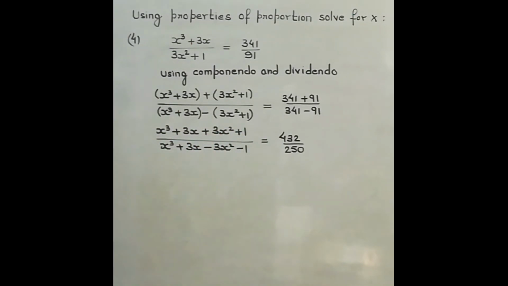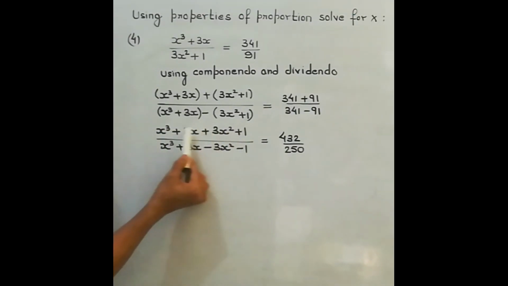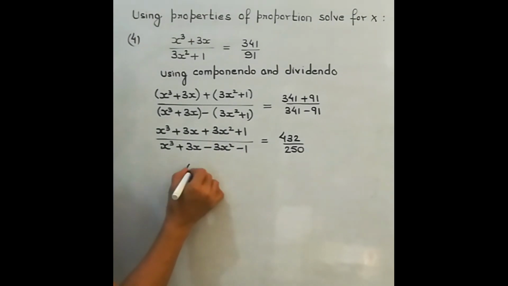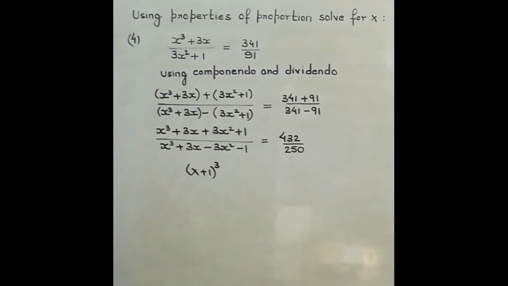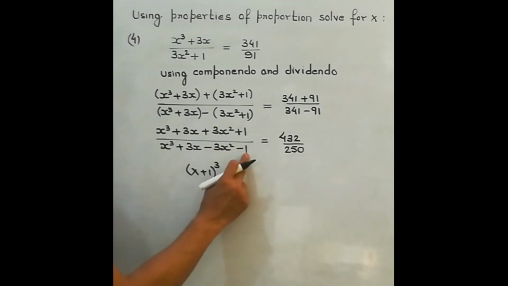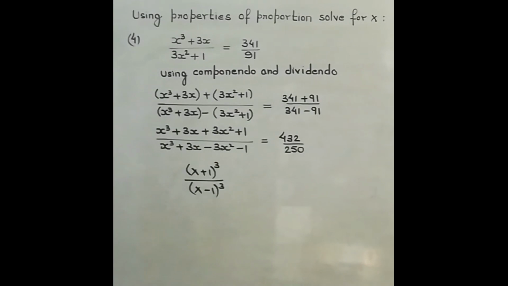But if you look carefully at these terms here, you will find that it is representing x plus 1 whole cube. It is representing the whole cube of x plus 1, this numerator part. And if you read the terms in the denominator part, you will find that these four terms are representing the whole cube of x minus 1. Is this clear?